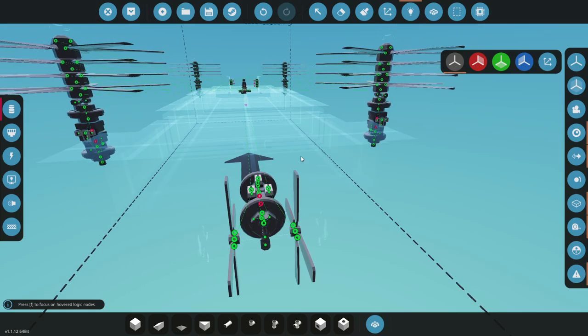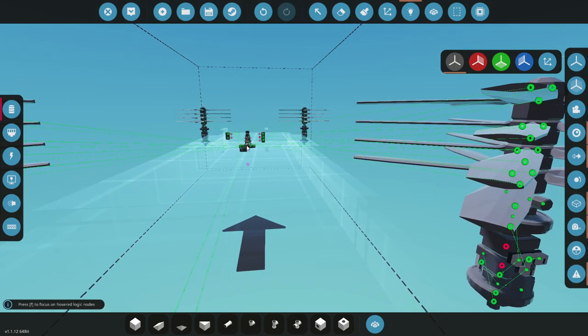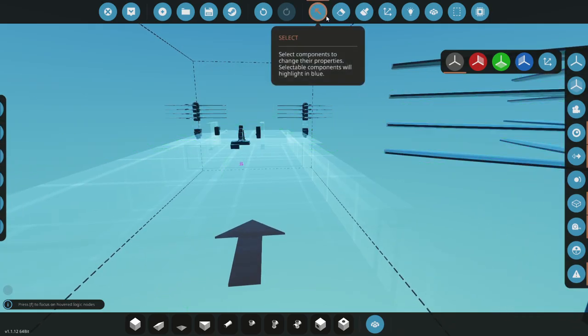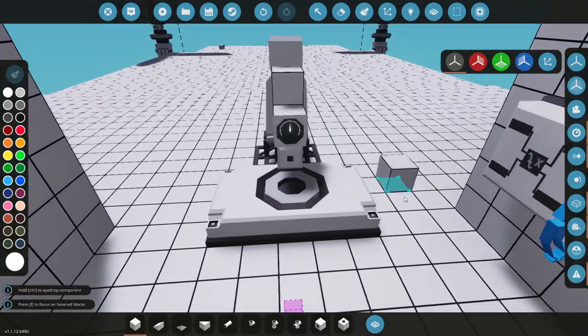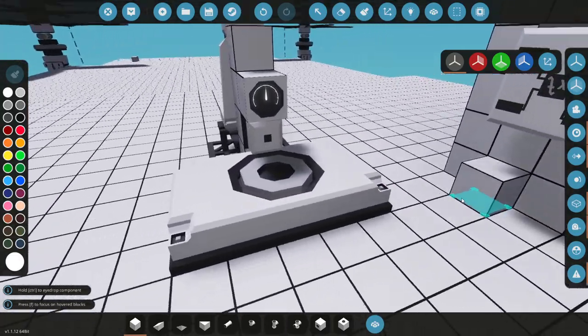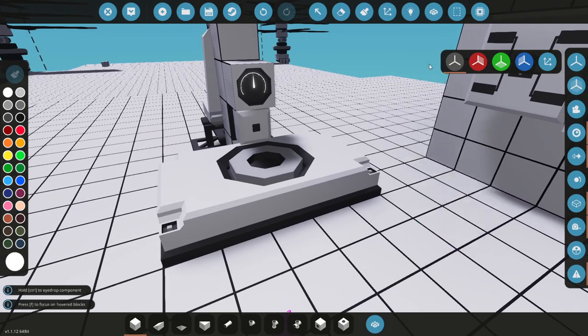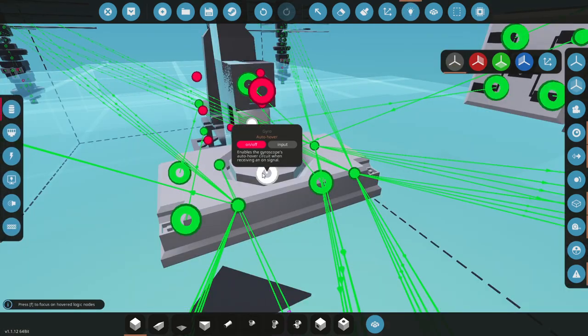So, how do we set this up to actually get controlled? Over here, we've got our gyro. The gyro controller is the beating heart of any large aircraft like this. And you're going to want to turn auto hover on and just keep it on.